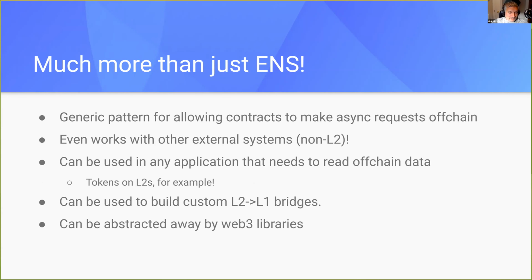You can format it effectively however you want. And so this pattern, as you've no doubt noticed, is useful for much more than just ENS. It's a generic pattern for allowing contracts to make any sort of asynchronous request off-chain. So it works with other external systems. You don't have to be talking to an L2. You could be talking to a flat text file. You could be talking to a traditional API. You can be talking to pretty much anything.